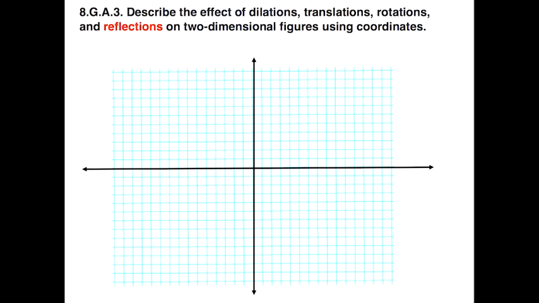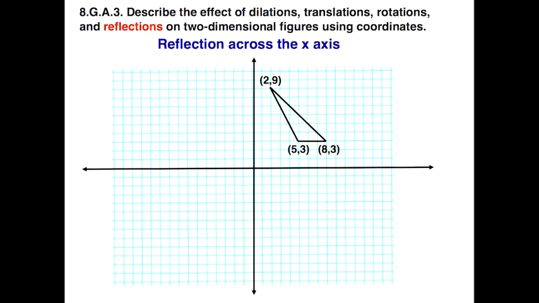Now let us look at reflections. Let's start off with a triangle, and we're going to reflect it across the x-axis. Here's our coordinates. And let's color code the sides so that we can identify each one pretty quickly. If we start off with this point, (2, 9), and reflect it across the x-axis, there's our new location.